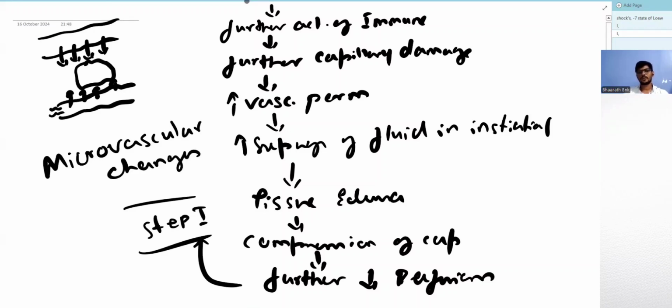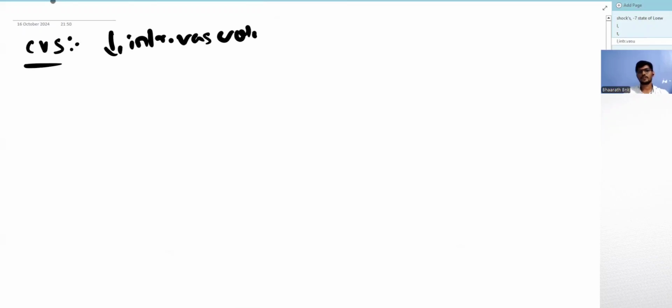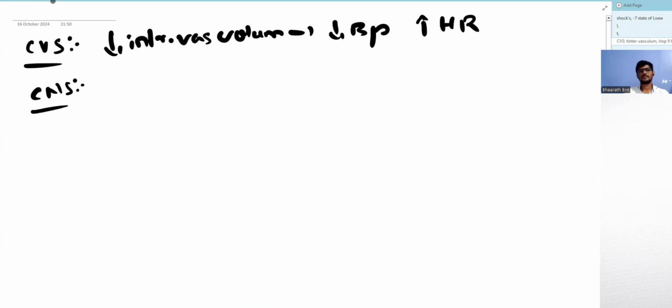And when this keeps on happening, that will finally result in changes in the systemic circulation. What happens in the CVS, we'll discuss again later. It is just a brief overview. Basically, there is reduced perfusion and reduced intravascular volume. When there is reduced intravascular volume, the BP will fall and the baroreceptors get activated. They increase the heart rate. In the CNS, the patient will have altered mental status because there is less perfusion to the brain eventually.